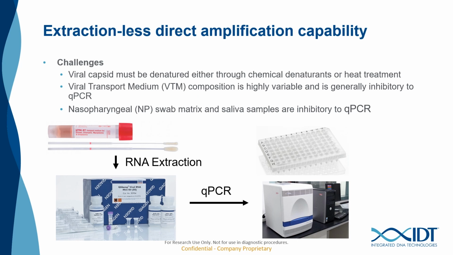Second, human specimen samples are stored in viral transport medium. This composition is highly variable and is generally inhibitory to qPCR. And lastly, nasopharyngeal and saliva samples are highly inhibitory to qPCR as they are loaded with nucleases, proteases, and numerous inhibitory compounds. We sought to address these challenges when developing our IDT PrimeTime one-step 4x broad-range master mix.